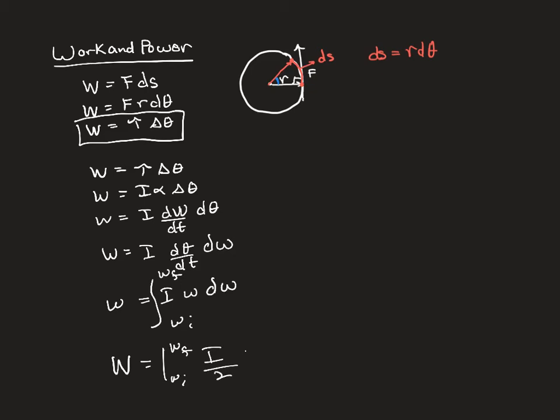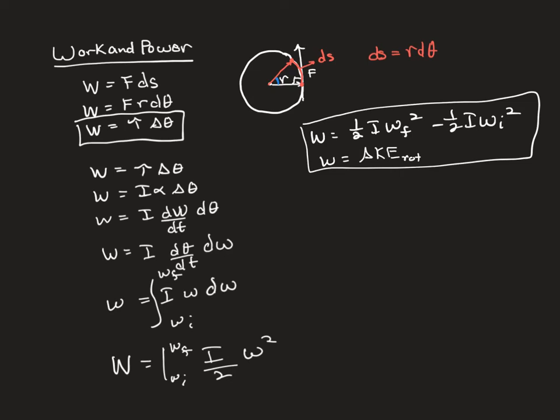We're going to divide by 2 because we integrated. And so we end up with 1/2 moment of inertia angular velocity final squared minus 1/2 moment of inertia angular velocity initial squared. So notice that this looks awfully familiar. 1/2 moment of inertia times angular velocity squared is kinetic energy. So we can say that, once again, our work is equal to the change in our rotational kinetic energy. So this is work due to rotational motion.